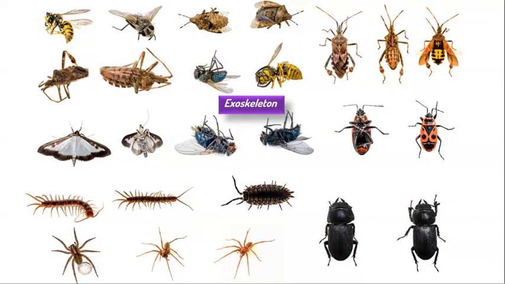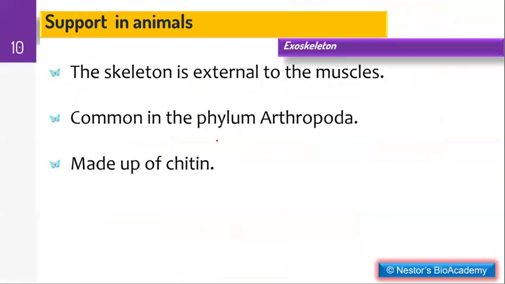This is very commonly seen in arthropods. Remember in Form 3, when we were looking at the distinguishing features of the phylum Arthropoda, one of the features you listed must have been the fact that they possess an exoskeleton. So this is a skeleton that is external to the muscles, so we can say the muscles are internal to the skeleton. This is very common in arthropods, as we've just said, and it is always made up of chitin, which is a complex polysaccharide.